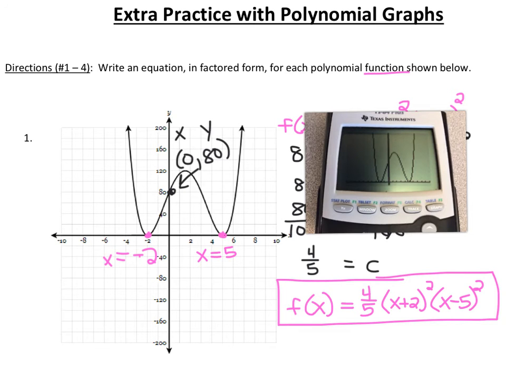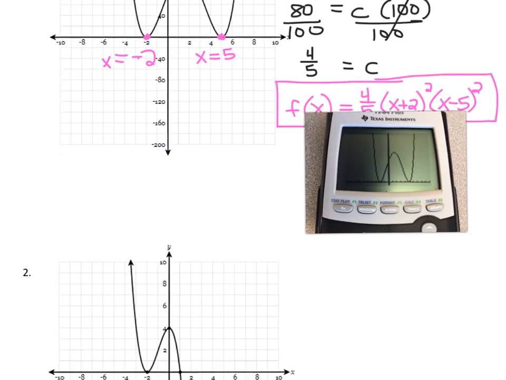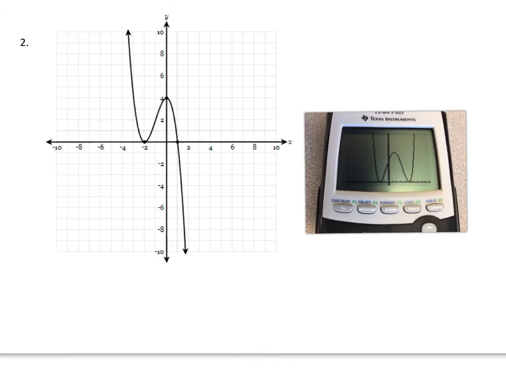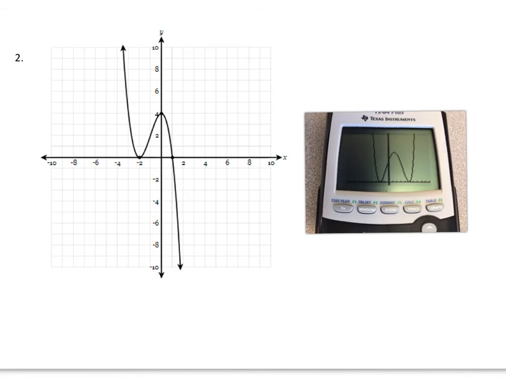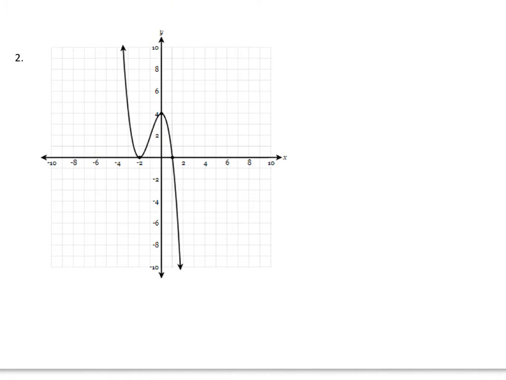Okay, so now let's take a look at number 2. Oh, okay, well, I'm going to have to delete this picture because that didn't come off for us. All right, so let's do the same thing here that we did in the last example. First thing we're going to do is determine our zeros.